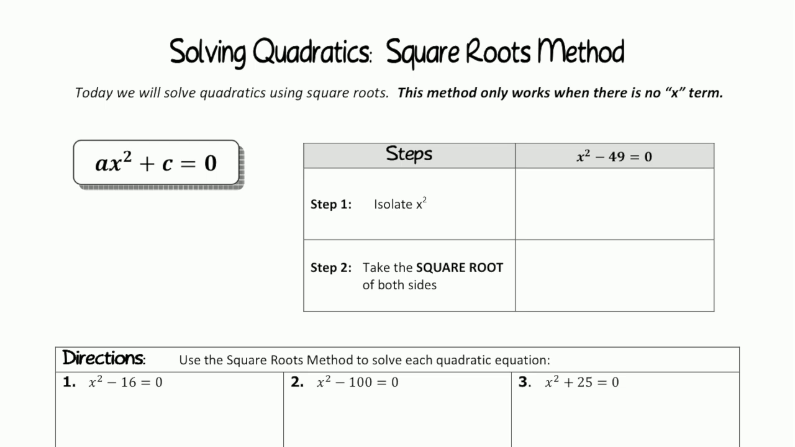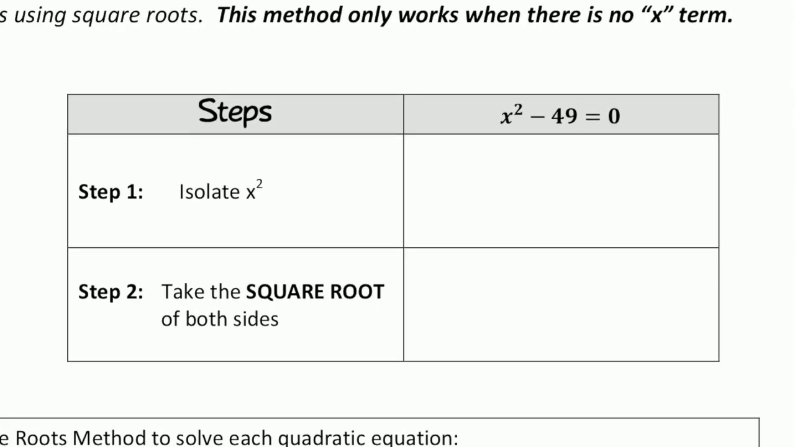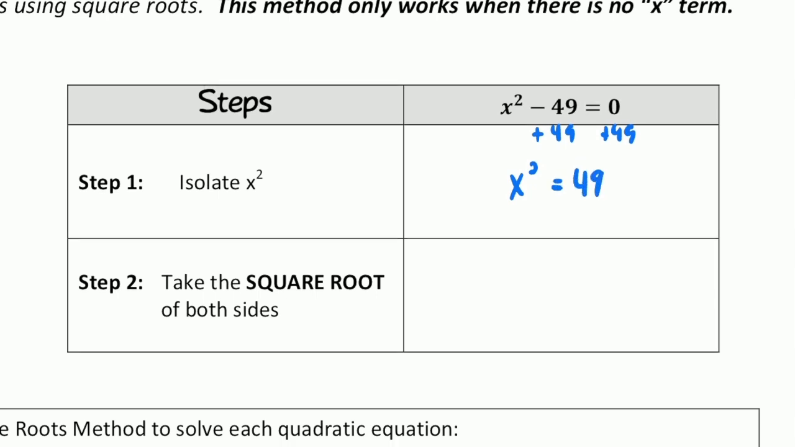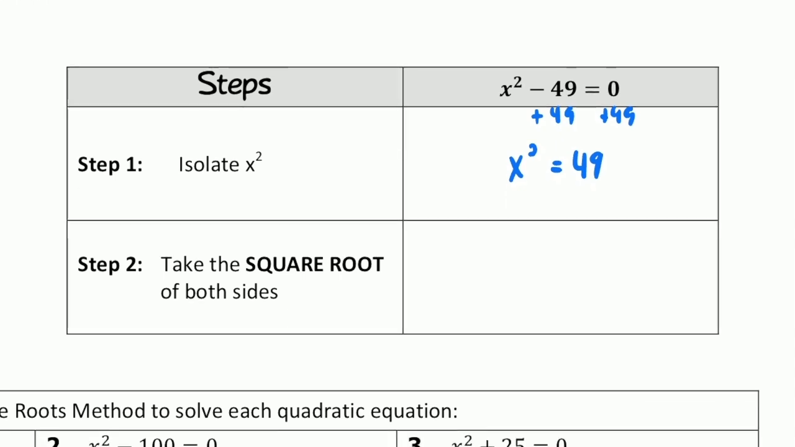So really it's just two, at most maybe three steps involved here. First one here, isolate x squared. So if I have x squared minus 49 is equal to 0, to isolate x squared, I would add 49 to both sides. So then I isolate it by getting x squared is equal to a positive 49. The next step would be to take the square root of both sides. So I will take the square root of x squared is equal to now the square root of 49.